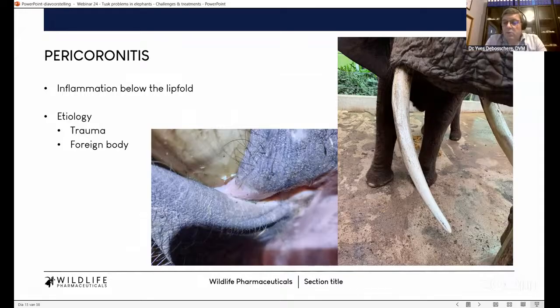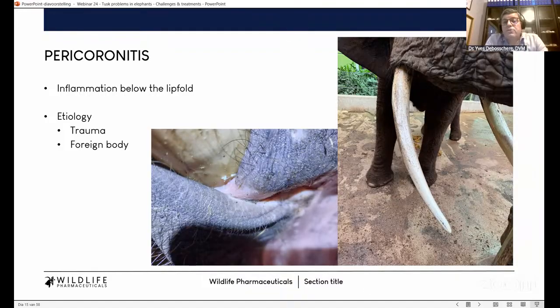The second thing we see more often is pericoronitis, and pericoronitis is inflammation below the lip bulb. So if you look at the center picture, you can see that cheesy-like stuff coming out of the lip bulb. It's very, very smelly, and that is an inflammation of the attachment of the tusk in the lip bulb. The etiology is most of the time trauma and sometimes a foreign body.